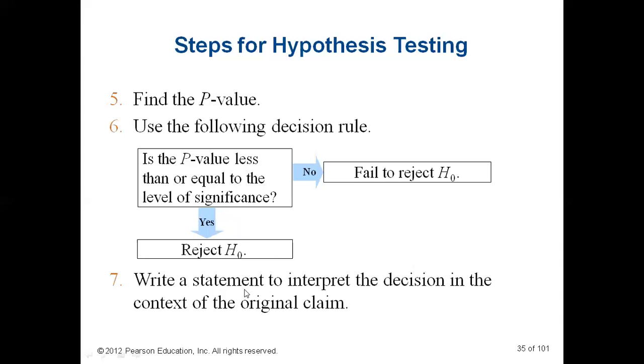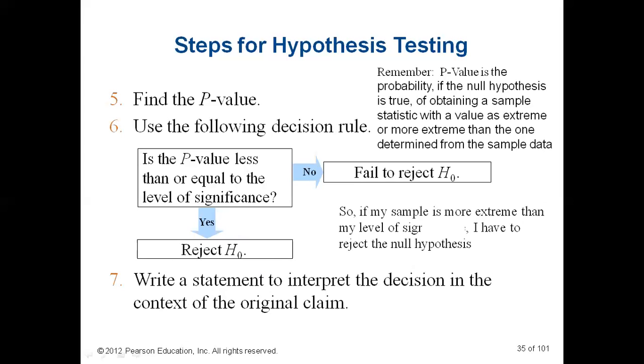Write a statement to interpret the decision in the context of the original claim. So here p-value is the probability, if null hypothesis is true, of obtaining a sample statistic with a value as extreme or more extreme than the one determined from the sample data. So if any sample is more extreme than my level of significance, I have to reject the null hypothesis. Obviously, if my sample is more extreme than my level of significance, then I have to reject the null hypothesis.